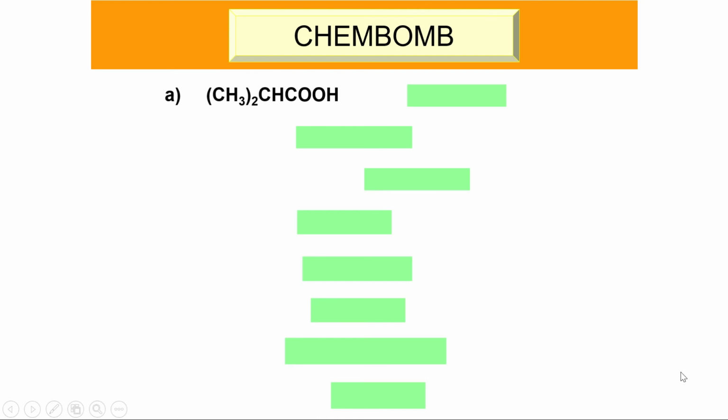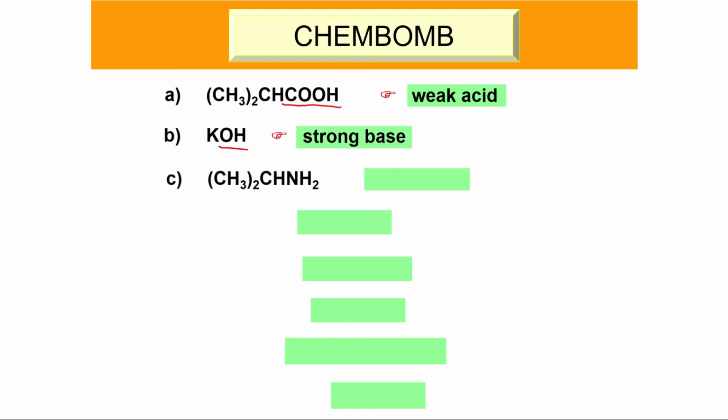So we have this compound. We can say that it consists of COOH. As I said earlier, COOH means carboxylic acid, which is an organic acid. So is it a strong or weak acid? It is a weak acid. Next we have KOH, hydroxide plus the metal. K is a group 1 metal. So is it a weak base or strong base? Yes, strong base.